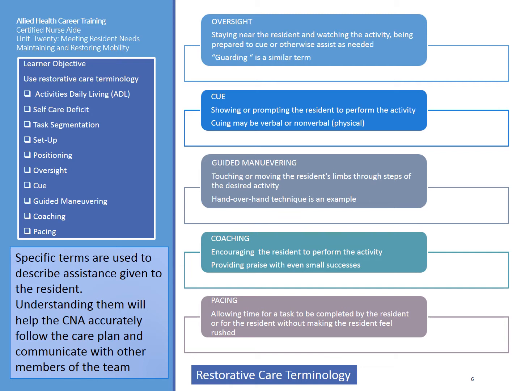So let's go to pacing. That, again, is allowing time for a task to be completed by the resident without making the resident feel rushed. So that means just allow them the time to get it done. Remember, they're not as fast as we are. Their bodies are slower. The way they do things is much slower. And really, they have all the time that they need. I mean, time is really all they have. So allow them to do this at their own pace. It's extremely important that we do that.